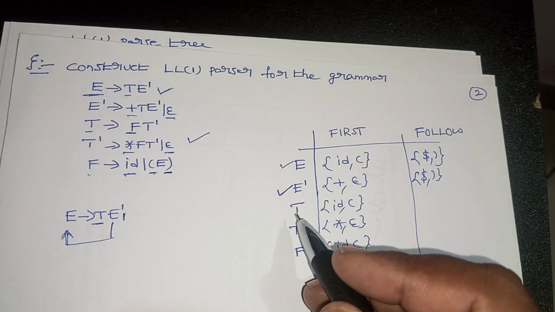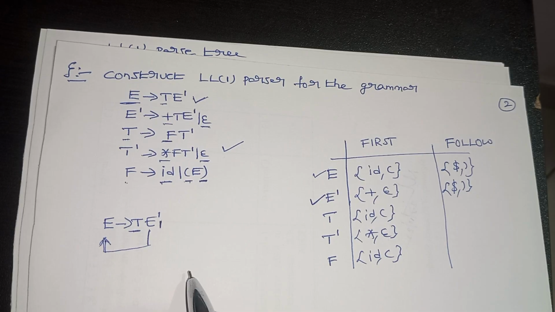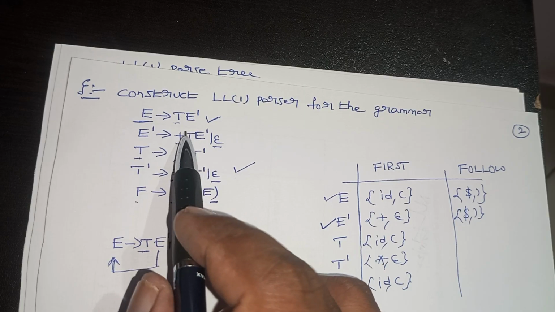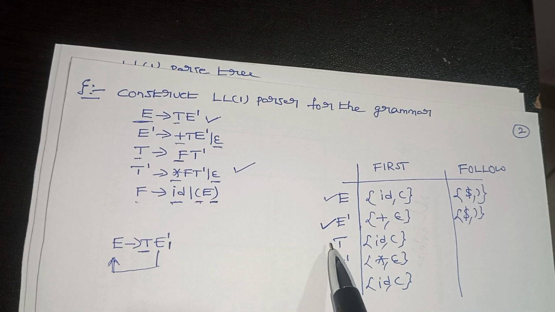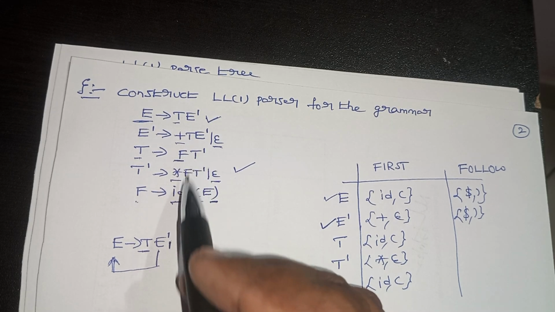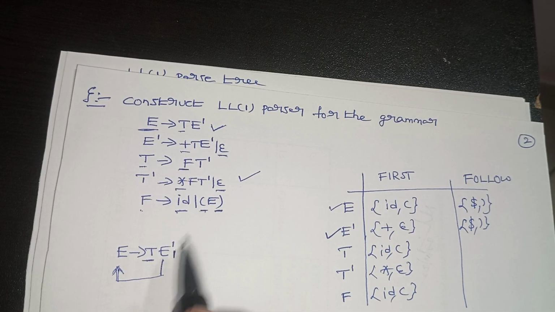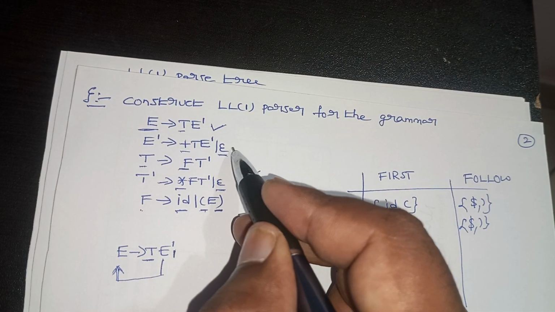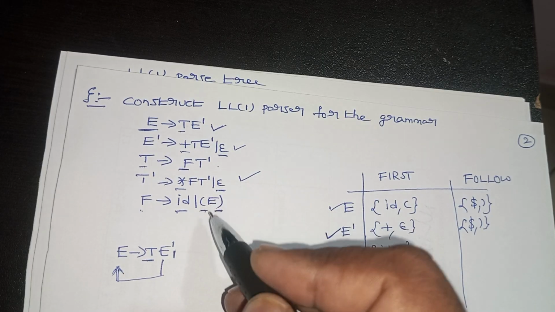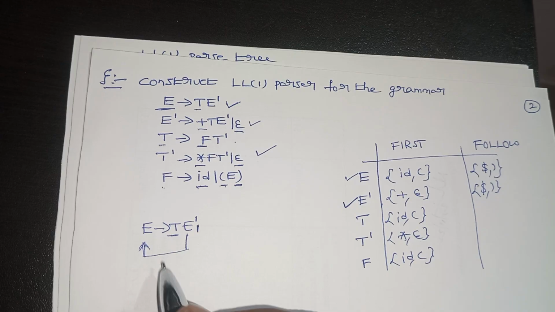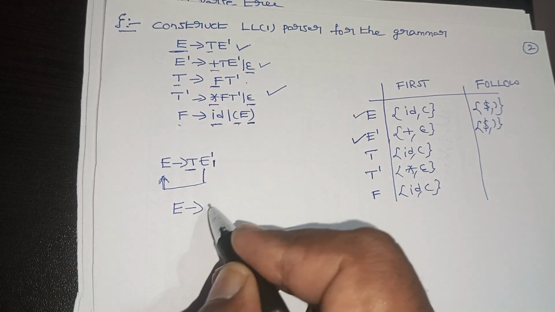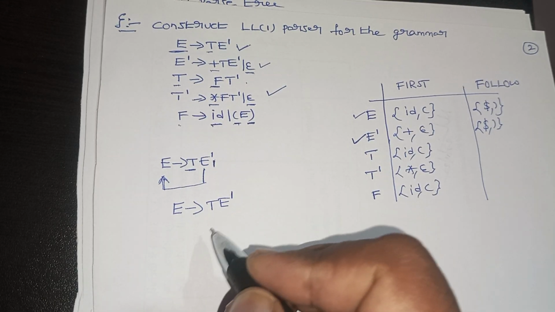Next one: follow of T. Again same, you have to check wherever the T is present in the RHS of this grammar. See by observation, here it is present, here no, here also it is not present. So where it is present, I'm writing here E tends to T dash. First you take this.